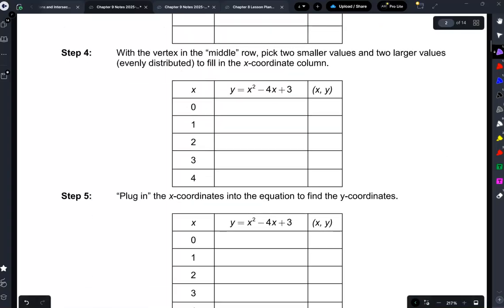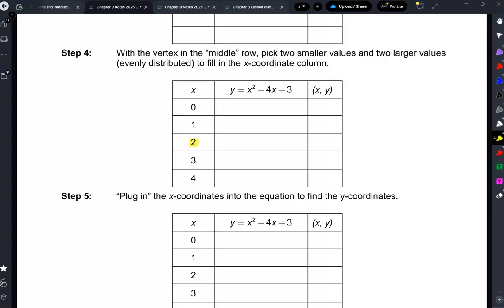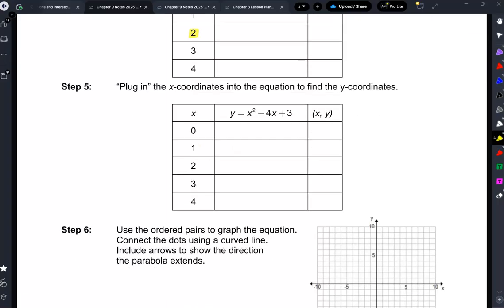I'm going to go to the bottom one now. So look, 1 and 0. What's the number that comes right after 2? 3 and then 4. So do you see that? You have your vertex in the middle, and then you go 2 numbers above, 2 numbers below. Now we have this, and now you plug each of them into your equation. My equation was this. So I'm going to plug the x's into here. So let's do that.